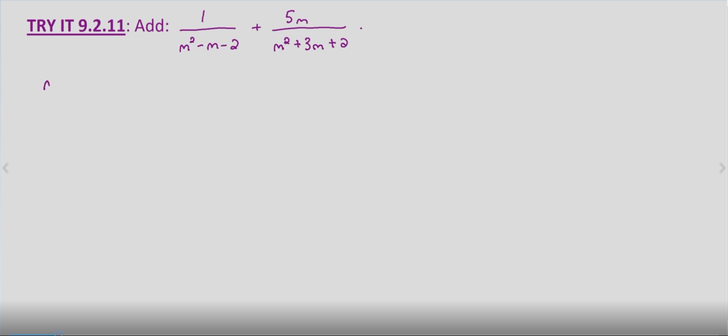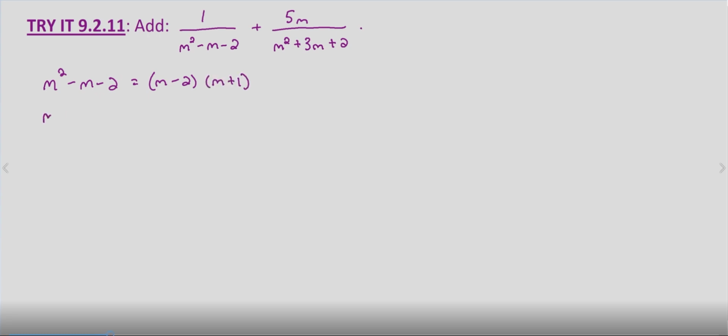m squared minus m minus 2 equals, we're looking at m minus 2 times m plus 1. That's going to multiply to negative 2 and add to negative 1. So m minus 2 times m plus 1.